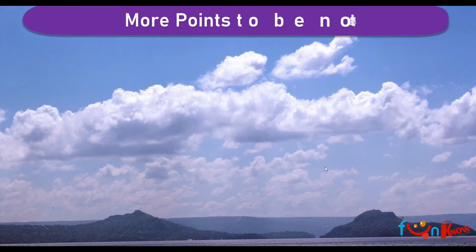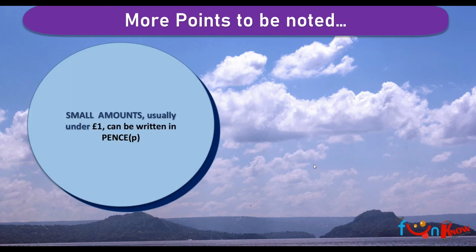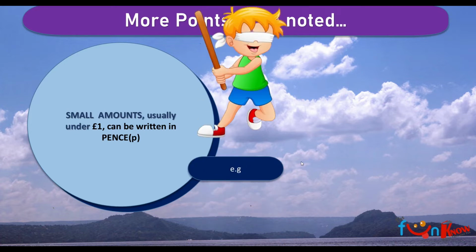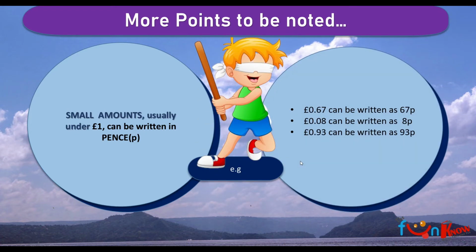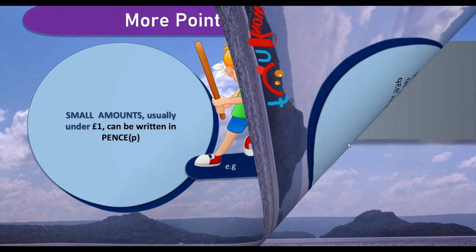More points to be noted. Small amounts, usually under £1, can be written in pence. £0.67 can be written as 67 pence. £0.08 can be written as 8 pence. £0.93 can be written as 93 pence.